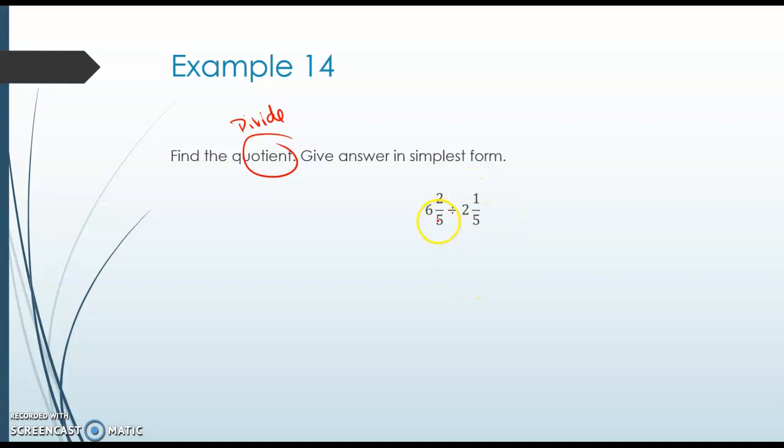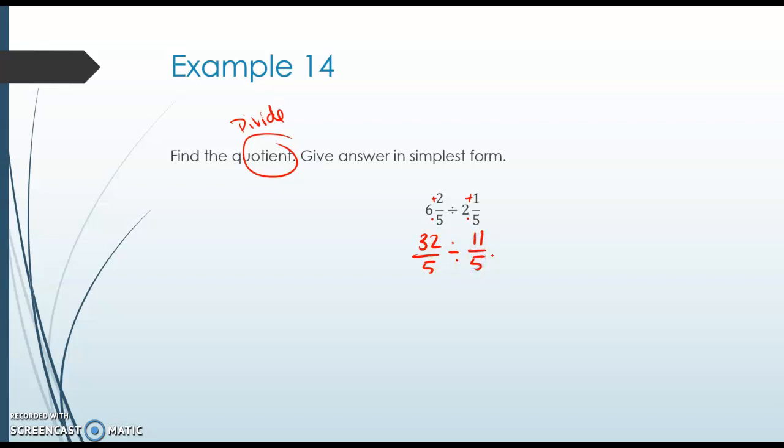So we're going to do 5 times 6, that's 30, plus 2. So now we got 32 fifths. And then we're going to do 5 times 2, which is 10. 10 plus 1 is 11. So right now we have 32 fifths divided by 11 fifths.